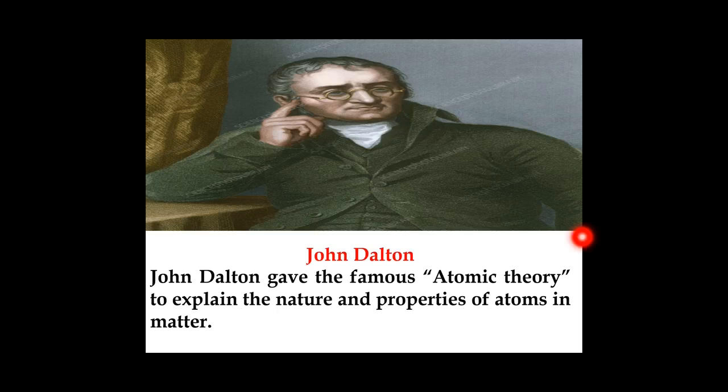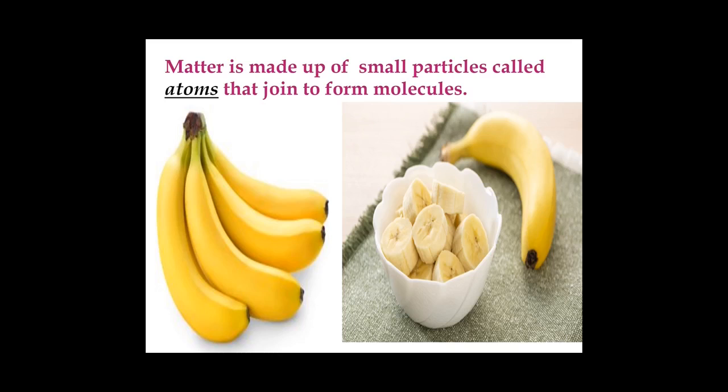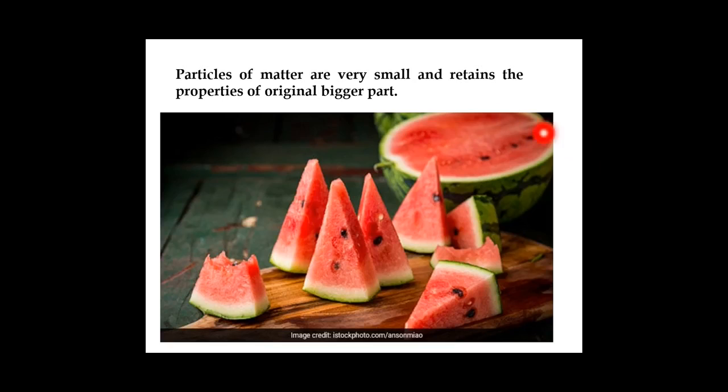John Dalton gave the famous atomic theory to explain the nature and the properties of atoms in matter. Matter is made up of small particles called atoms that join to form molecules. So small particles called atoms joined together form molecules. Matter is made up of small particles. Particles of matter are very small and retain the properties of the original bigger part.